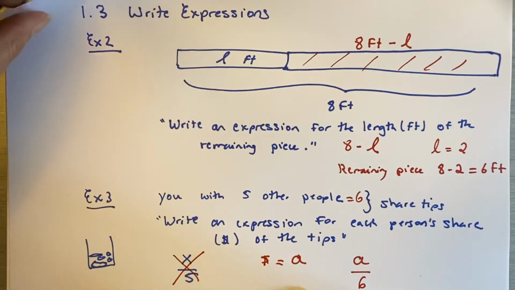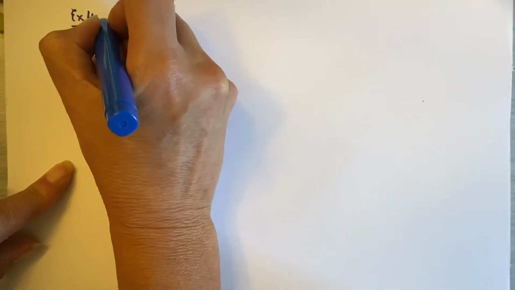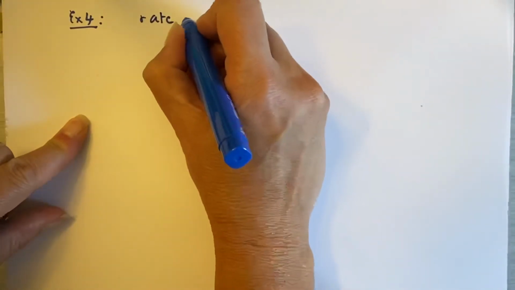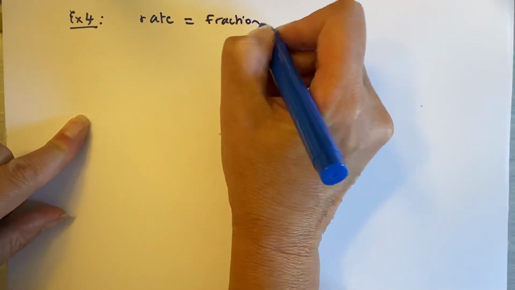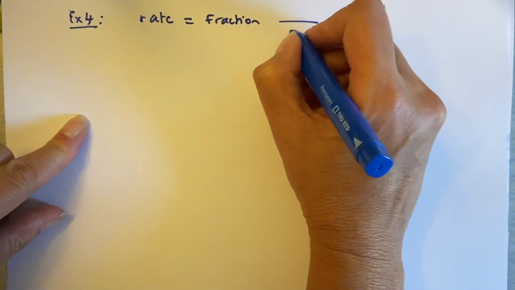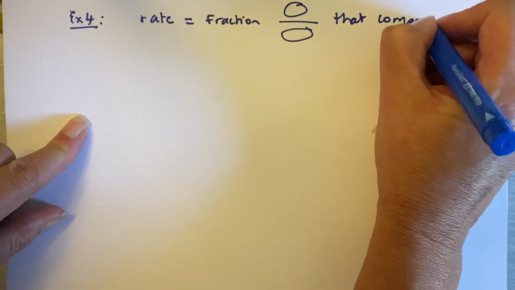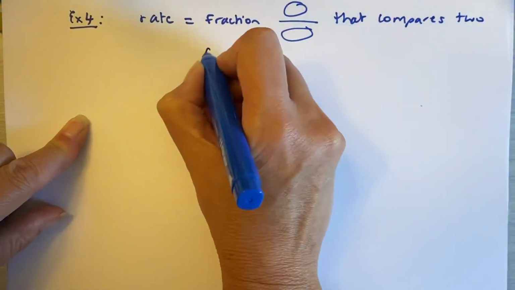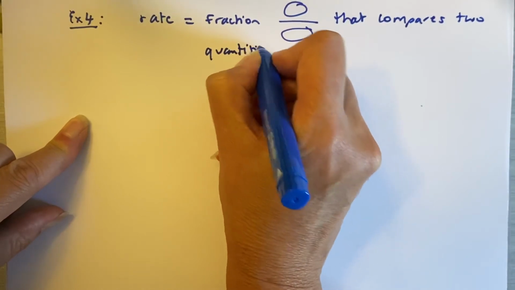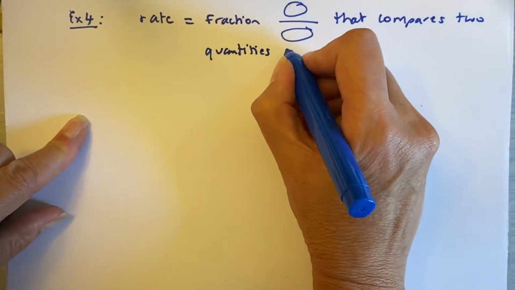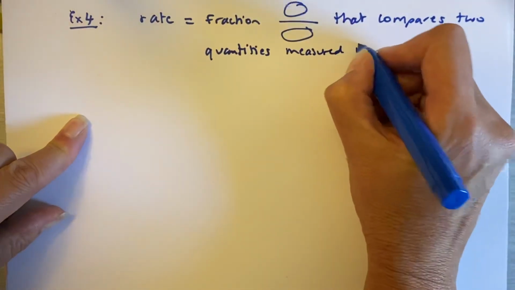Okay, let me go to the next example. Let me turn this over so it's less marks on it. Example 4. Now to do example 4, you need a little reminder of what a rate is. A rate is a fraction. So it's something per something that compares two quantities which have different units, measured in different units.